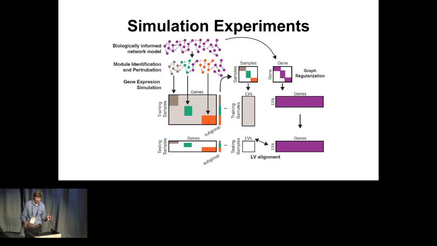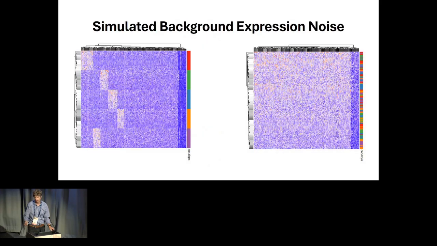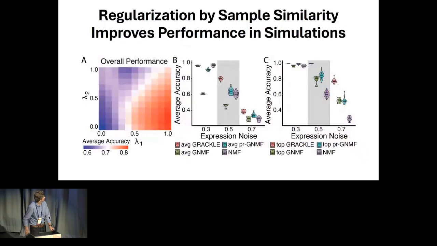Furthermore, we can look at changing different factors in our simulation experiments. One thing that we did in particular is we changed the background expression noise by adding Gaussian noise. And so on the left, we have something with little noise, and then on the right, we have something with a lot more noise that's less easily separable. And the results of the simulation experiment demonstrate a couple of things. First of all, they demonstrate that regularization by the sample similarity had an extremely large effect on the alignment between our latent spaces and the results.